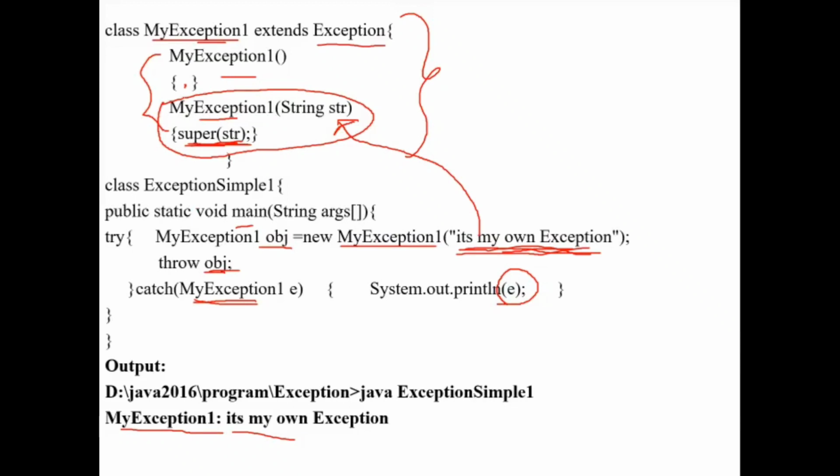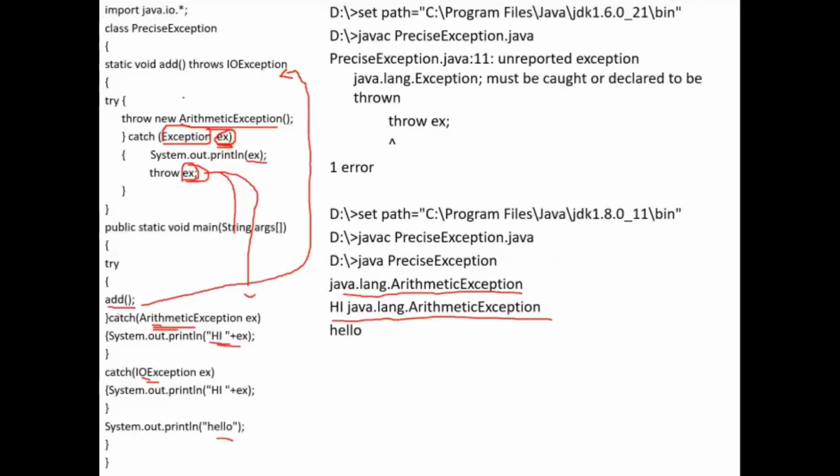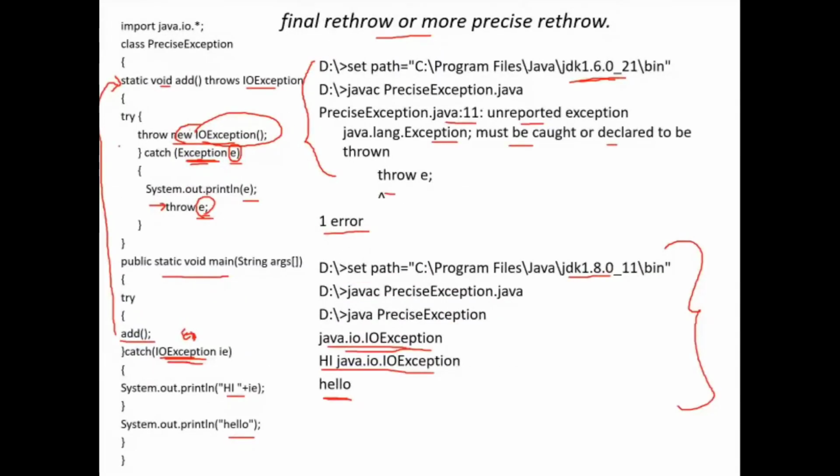Okay, ma'am. Got it. So this thing you understood? Whenever you are printing that object, here also java.io.IOException. When I'm printing this e, how am I getting this java.io.IOException? It means that it comes from the super class.